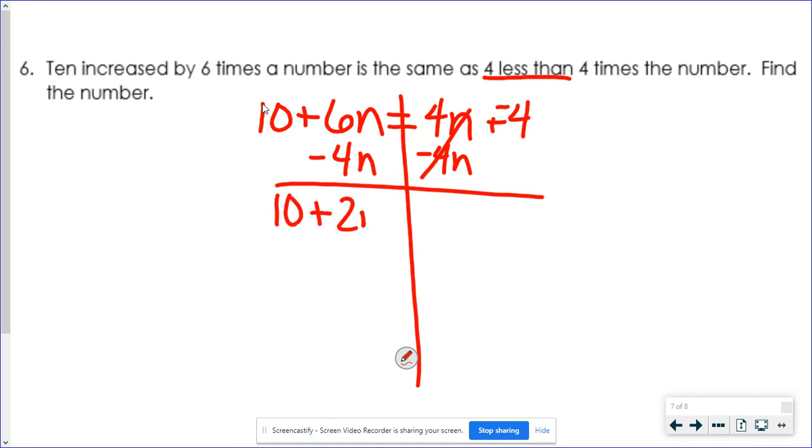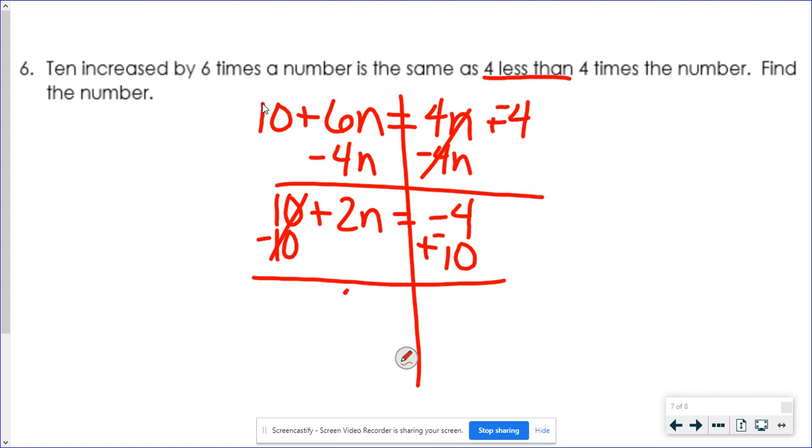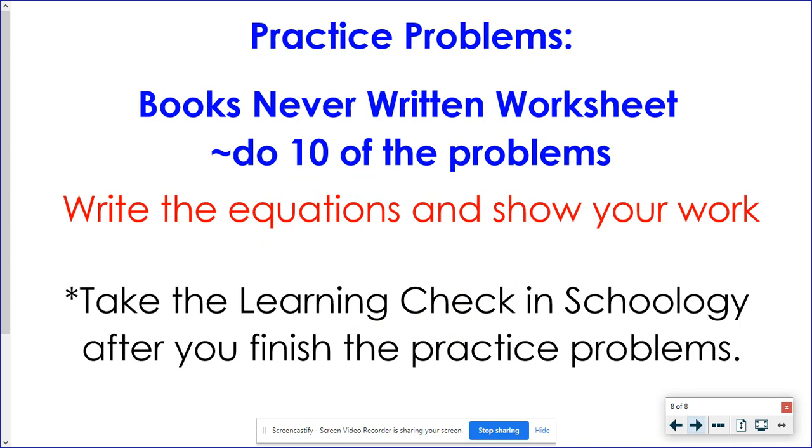10 plus 2n equals negative 4. When I subtract my 10, I would do a keep, change. So I get that 2n equals negative 14. And then when I divide by 2, n is going to be equal to negative 7. So today didn't even really have any actual story problems, but it's a lot of translations again.